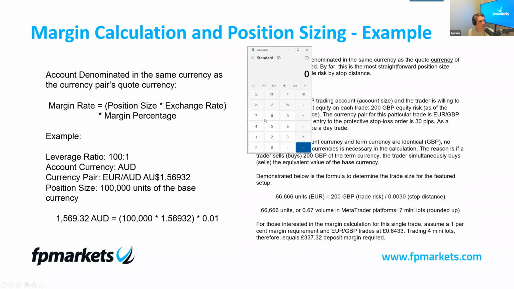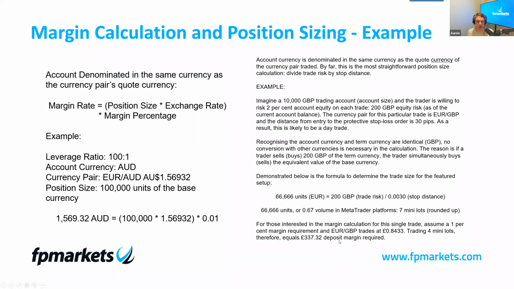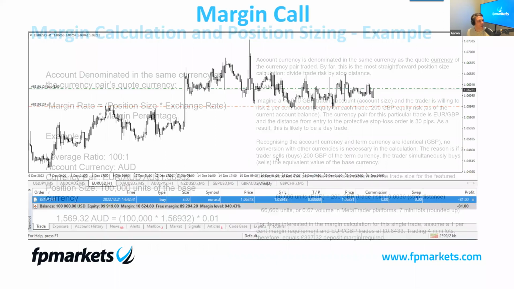I apologize. So we are to calculate the margin for this trade. We would use 40,000 because it's 4 mini lots. 40,000 multiplied by 0.8433. Then we multiply this by 0.01. And there we go, 337.32. Thank God for that. So that's the deposit margin required for that trade. We eventually got there. Okay, so next up, margin call.